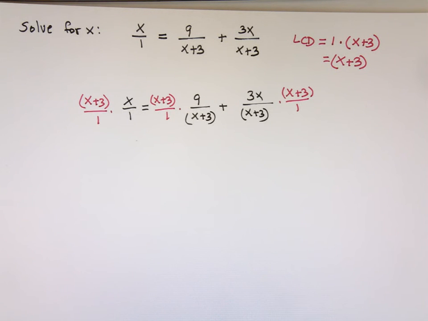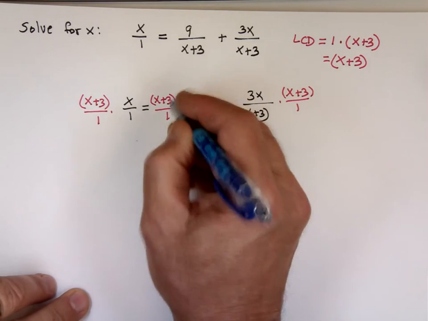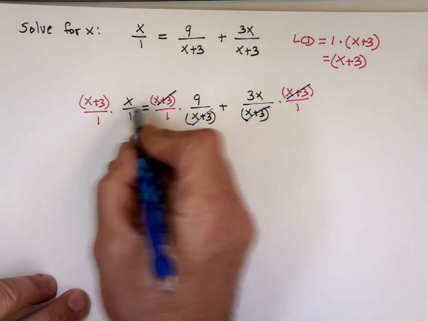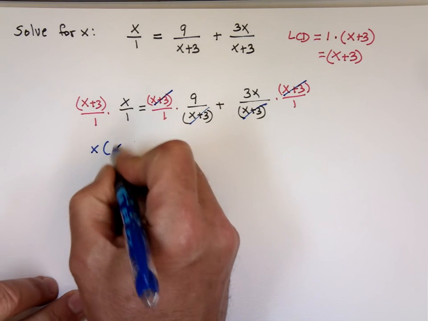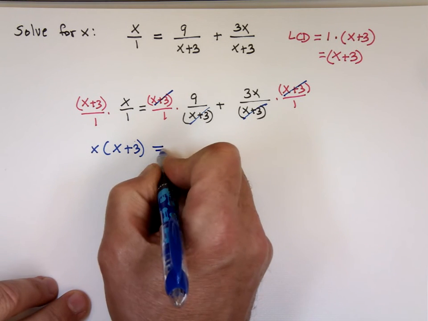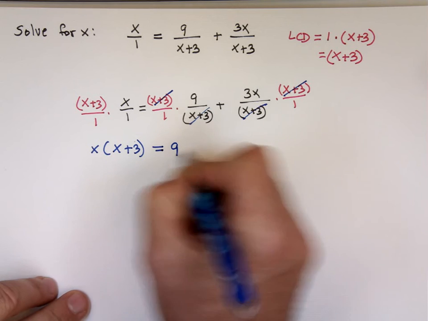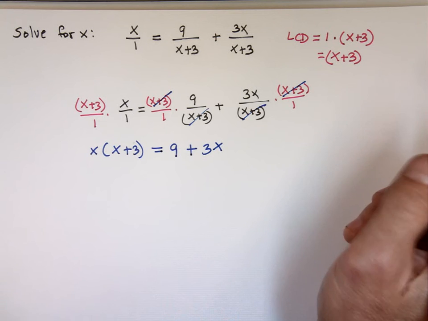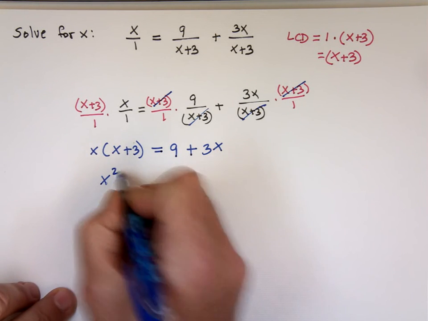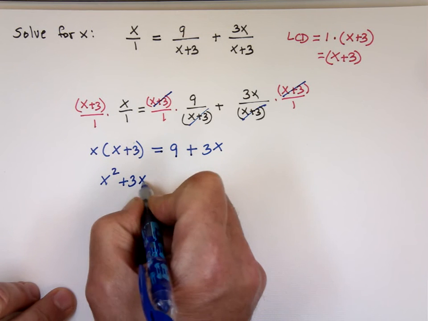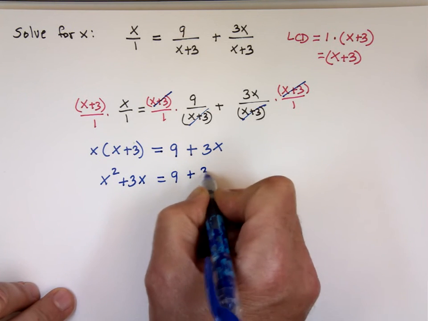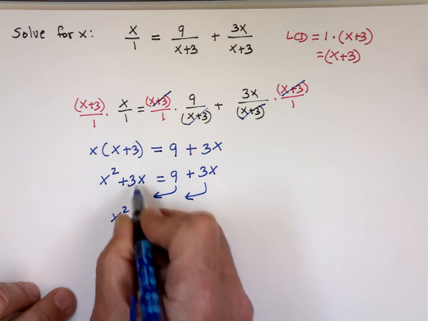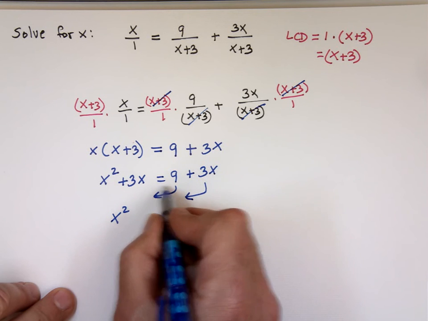And now I see the x plus 3 cancels the x plus 3. The x plus 3 cancels the x plus 3. What's left on the left side is x times x plus 3 equals, that's 9, plus, that's 3x. That's x squared plus 3x. Bring everything to one side. When you bring them to this side, you change the sign. 3x and minus 3x is gone. When you bring the 9, that becomes a negative 9.